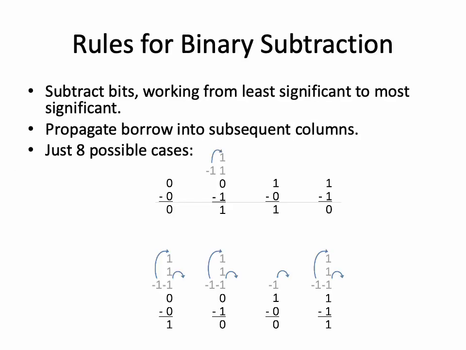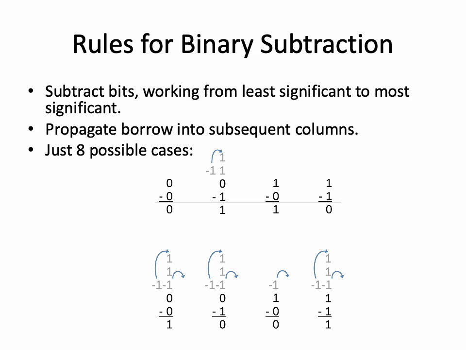So similar to addition, we have these rules for binary subtraction. It's subtracting bits, working from least significant to most significant. You just need to propagate borrows into subsequent columns. Just like addition, there's 8 possible cases.